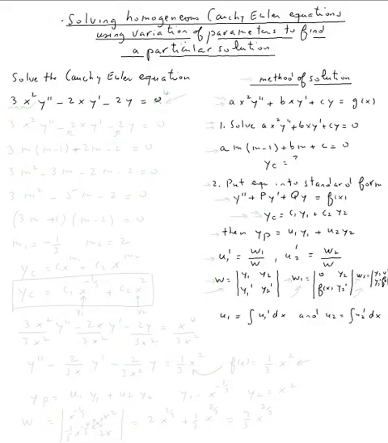The topic is solving a nonhomogeneous Cauchy Euler equation using variation of parameters to find a particular solution. So here's the method of solution. If a Cauchy Euler equation has this form, then first we need to find the complementary function, which is set for the homogeneous equation. And then we have to put the equation into standard form.